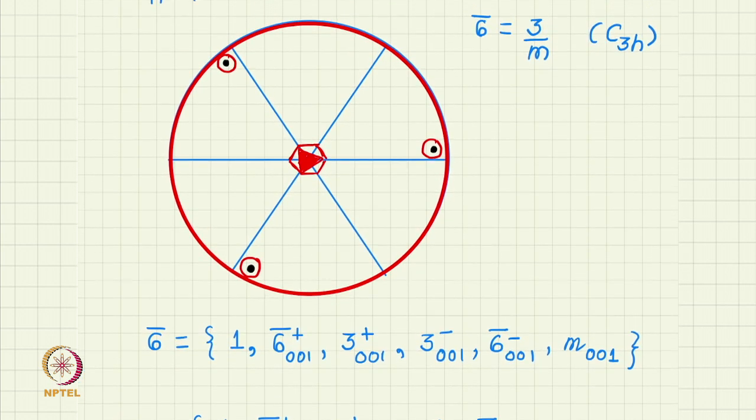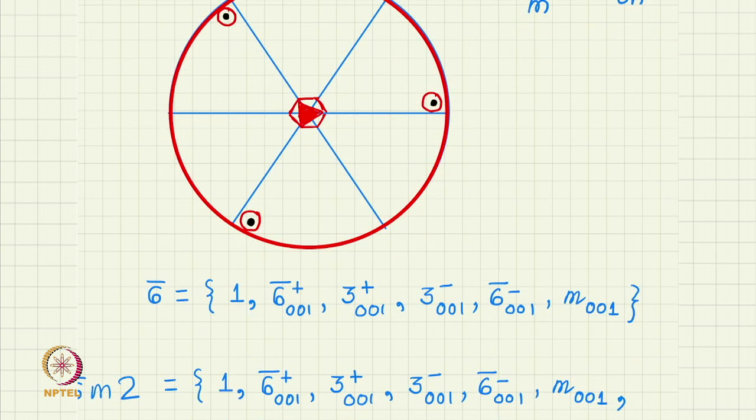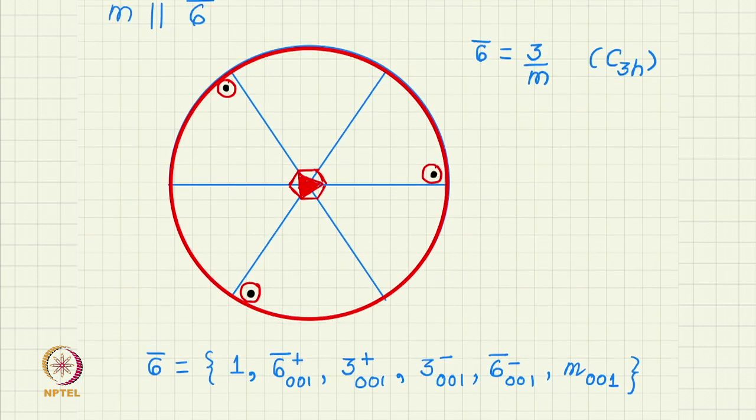So, if we write the operations, the 6 bar operations are shown here. We had developed it in part 6. So, the operations are identity, 6 bar plus, 3 bar plus, 3 minus, 6 bar minus, and a mirror plane 001. All these have the direction 001. The rotation axes are 001 and the normal to the mirror plane is 001. Now, we are going to add a parallel mirror.